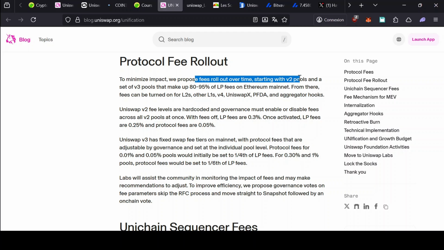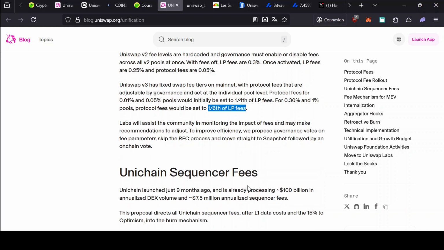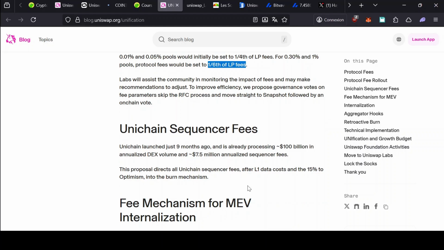If we look at their blog post, you can see when fees are 0.3%, they take 0.05% for the protocol to burn. I can show you some numbers also for Uniswap V2, like I said, and for the other pools, they're going to take also a fourth to a fifth to a sixth, 1/6 of the fees generated. They're going to be used for the burn. So that's pretty neat, huh?